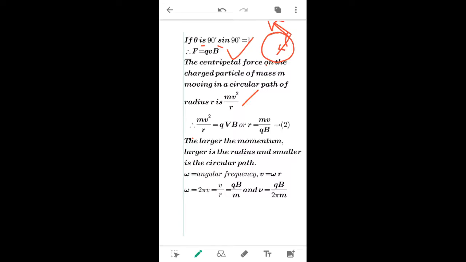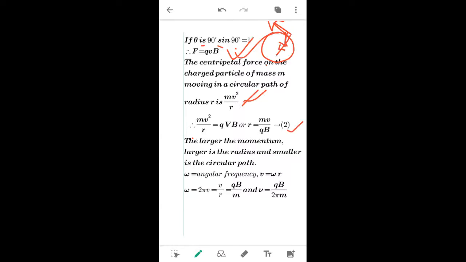So again we will equate these two equations. The force, that is mv square by r, equals qvB. From here we will get the radius of this circular path of the charged particle, that is r equal to mv by qB. So consider this as equation number 2.